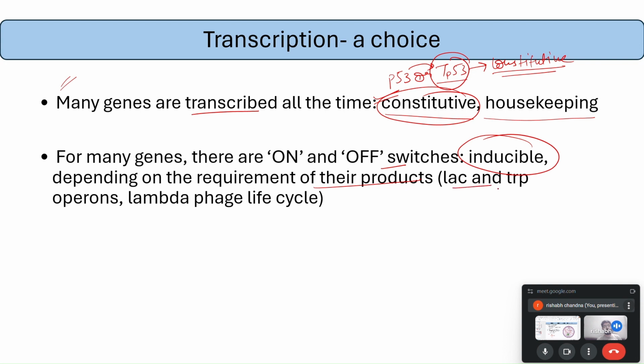For example, the lac operon and the tryptophan operon, and the lambda phage life cycle that we'll see later, are called inducible genes. Any external inducer or stimulus is needed to switch on these particular genes so that their products are formed. And if the proteins are no longer needed, then these genes are switched off so that they do not produce more RNA. So this is the basic difference between constitutive and inducible genes.